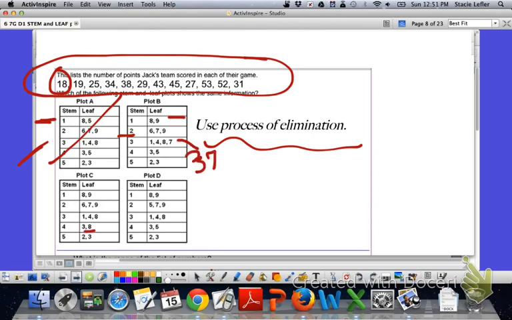In plot B, I see a 37, and there's not a 37 up there, so it can't be plot B. In plot C, I see a 48 represented down here, and there's not a 48 in the data, so it can't be plot C. So process of elimination says it has to be plot D.